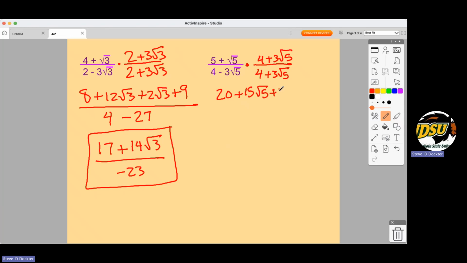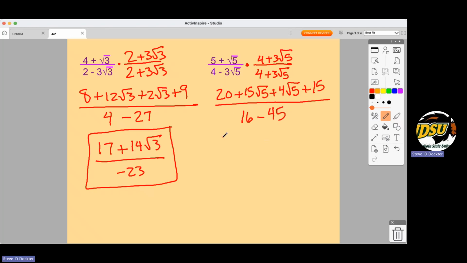Plus square root of 5 times 4 is 4 square roots of 5. Plus square root of 5 times 3 square roots of 5. Square root of 5 times square root of 5 is 5, times 3 is 15. On the bottom, FOIL it. 4 times 4 is 16. Minus the square root of 5 times square root of 5 is 5, times 3 is 15, times this other 3 is 45. Time to combine like terms.